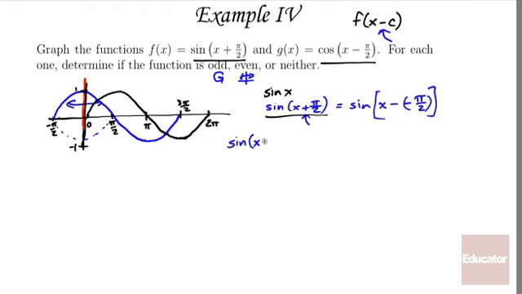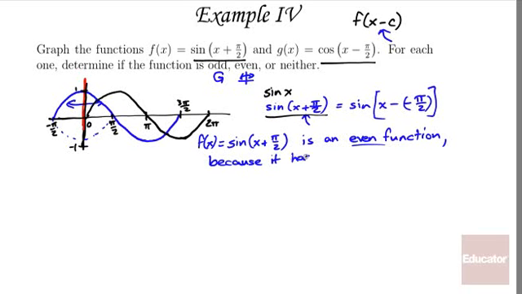So because it's mirror symmetric around the y-axis, sine of x plus pi over 2, f of x, is an even function, because it has mirror symmetry across the y-axis. Okay, let's move on to the next one.